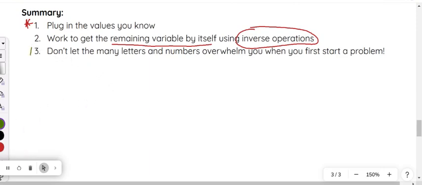And then finally, this third reminder is just don't let the many letters and numbers that we see overwhelm you when you first start that problem. So again, if you always just plug in the values that you know, it's going to make it more bearable and a little bit easier to work with.